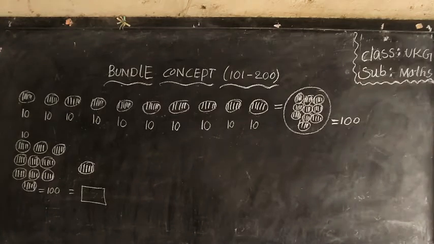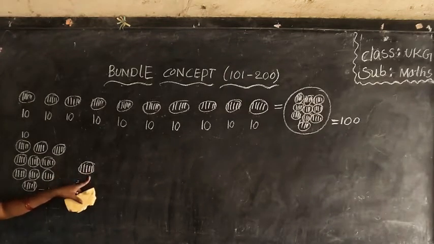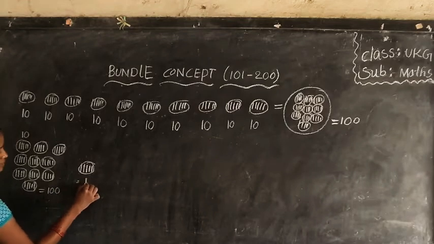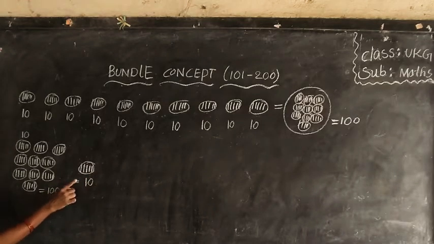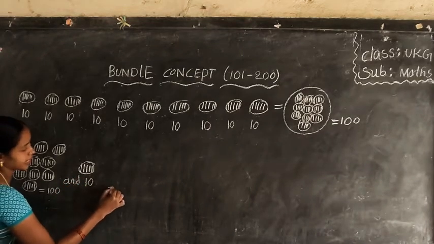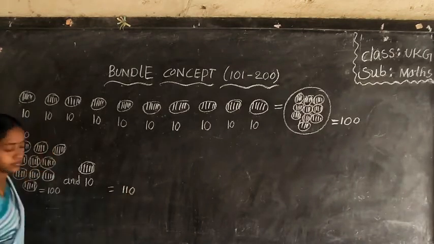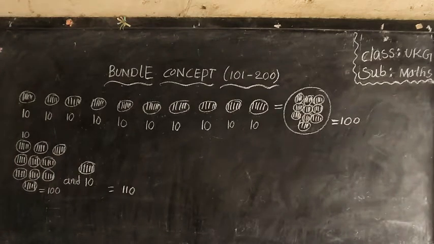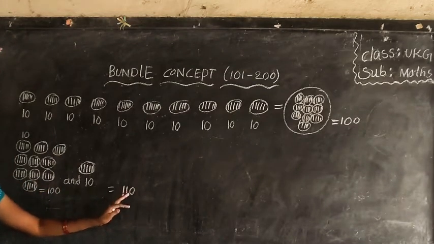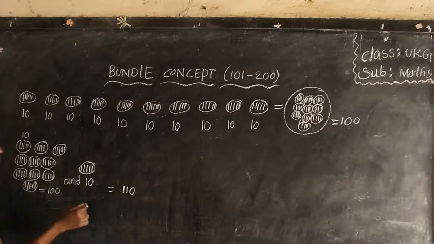100 and 1 single bundle there. 1 bundle has 10 sticks. 100 and 10 more? 110. Here, right here, 100 and 110. Next.